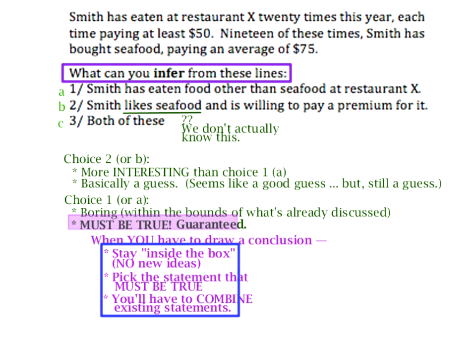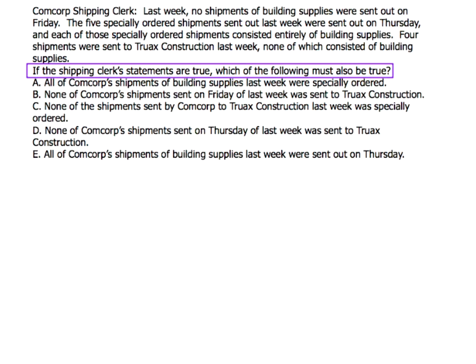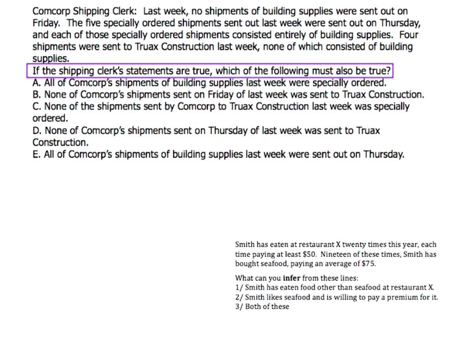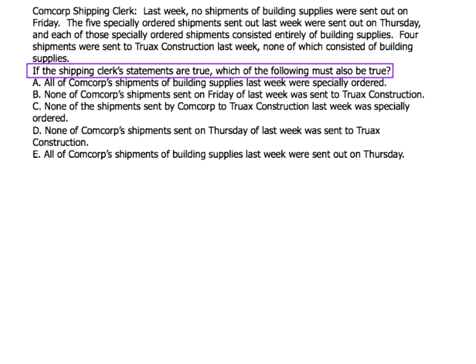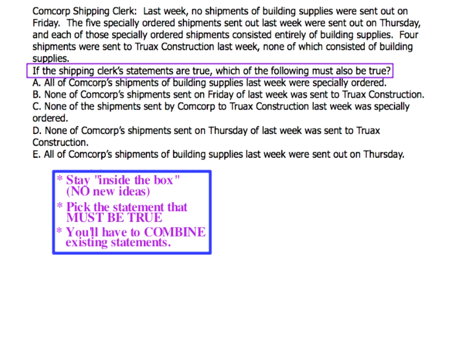So these are the guidelines for when you have to draw a conclusion. Do not think outside the box. It must be true, and you've got to combine existing statements. So let's go back to ComCorp and talk about it with that in mind. So there's ComCorp. Remember, you will have to put statements together to reach your conclusion, and you will have to not go outside what is here.